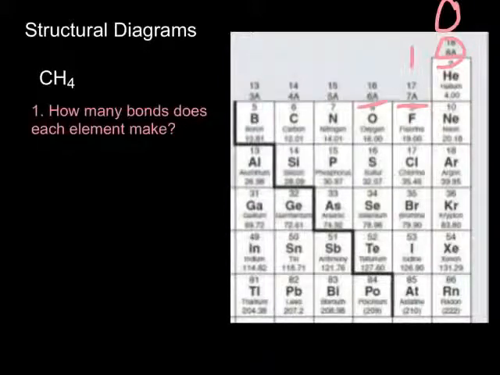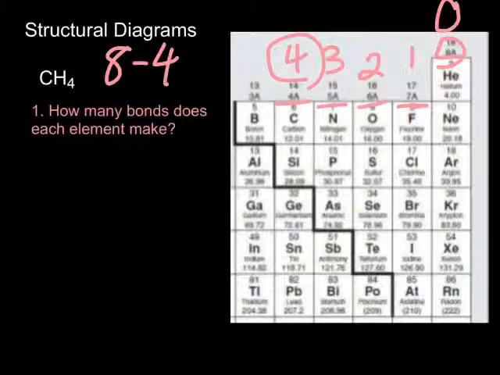The oxygen family has 6 valence electrons. They need 2 more, so they make 2 bonds. Nitrogen has 5 valence electrons. It needs 3 more. It makes 3 bonds. And carbon has 4 valence electrons. It needs 4 bonds. So basically, you take the difference of 8, which is what they want. You subtract how many valence electrons they have. In the case of carbon, it's 4. And you get the number of bonds that it makes. So carbon makes four bonds. Hydrogen, which is on the other end of the table, makes 1 bond.